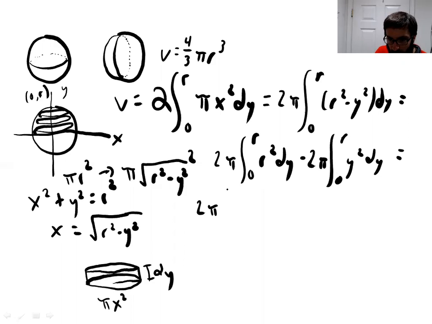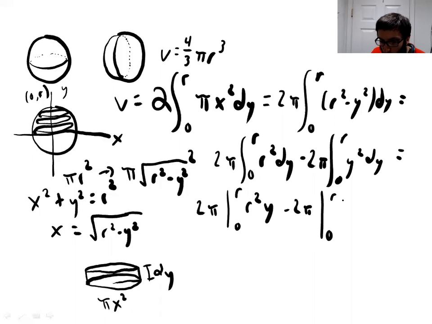And so now we can go ahead and evaluate these integrals. Well, this is just a constant, so the integral of r squared, which is constant, is just going to be r squared y, r squared dy. And then minus our next one, the integral of y squared is 1/3 y cubed. Because if you take the derivative of that and you do the power rule, and you bring down that 3, you get 3y squared times 1/3, that'll get you your y squared back.